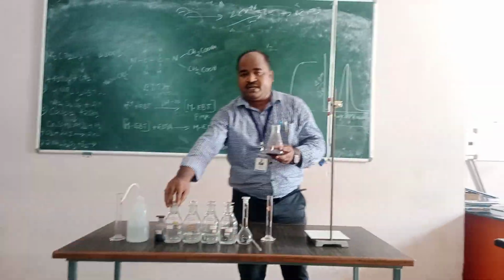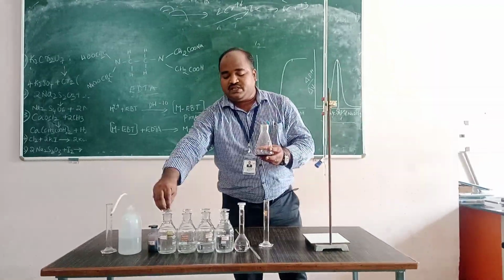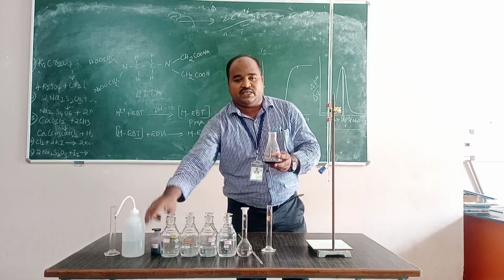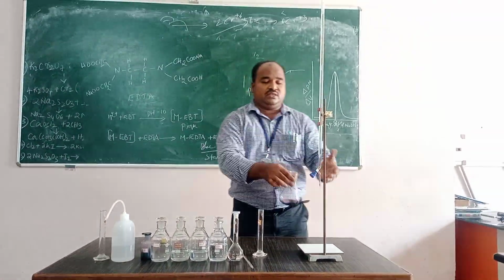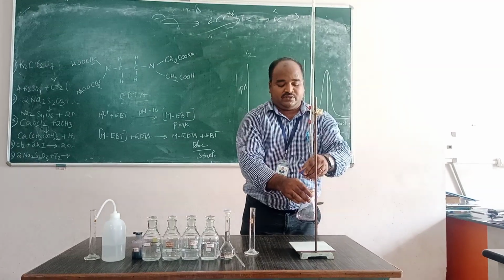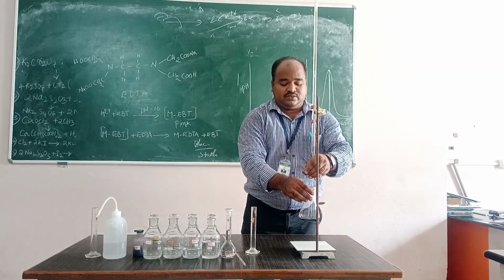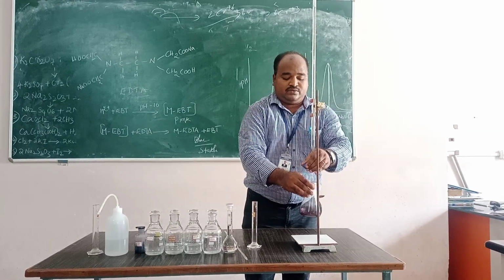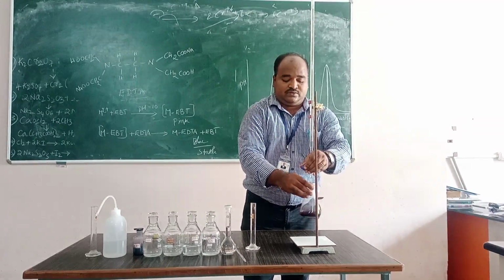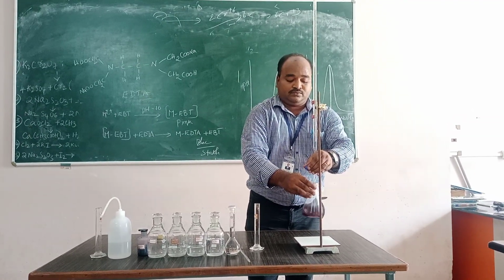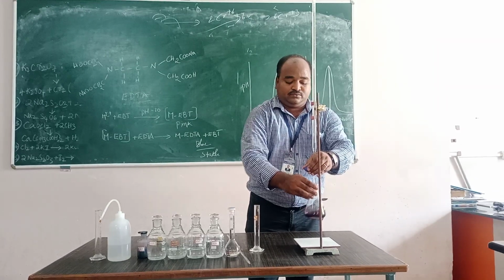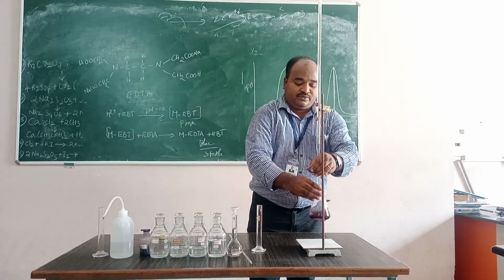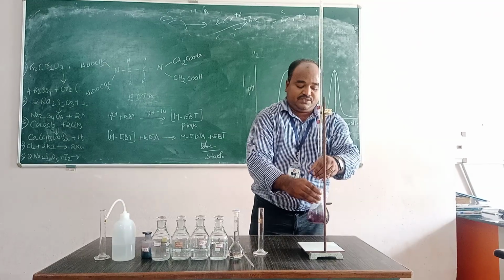This is already prepared by our lab assistant: 20 ml, 5 ml ammoniacal buffer, and 2 to 3 drops of indicator. Then I will titrate against EDTA. You will get a light blue color. So you need to observe what the color change is.